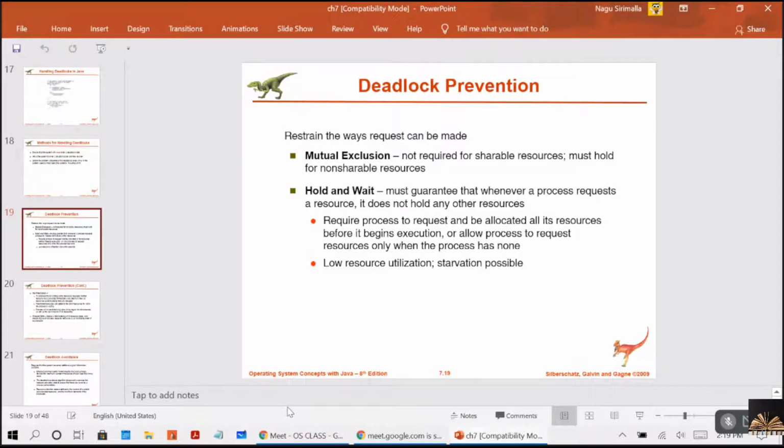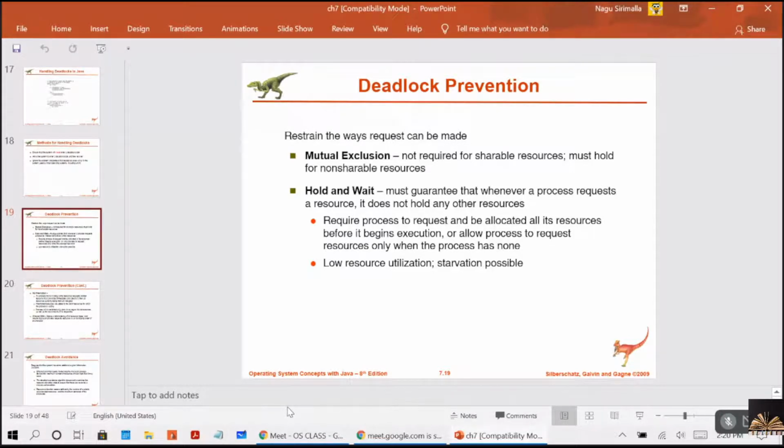Now, coming to hold and wait. What do we mean by hold and wait? One process holds one resource and as well waits for other resources. Here we must guarantee that whenever a process requests a resource, it does not hold any other resources. How are we making this false? Whenever any process is requesting a resource, it should not hold any other resources. We should make sure of that.